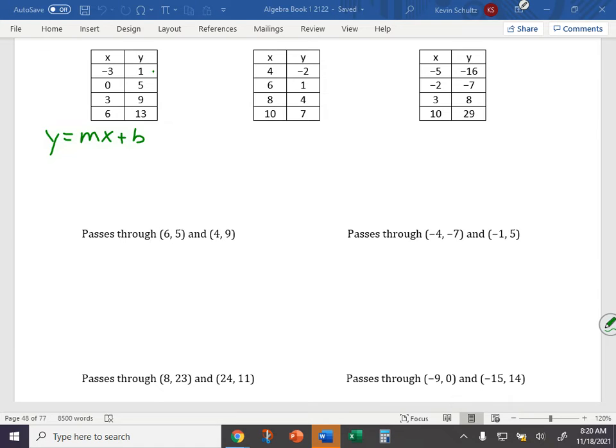So we look at the change in y: plus 4 from 5 to 9, plus 4 from 9 to 13. Do you remember doing this? We look at our x change: from negative 3 to 0 is plus 3, 0 to 3 plus 3, 3 to 6 plus 3. What's our slope? 4 over 3. Change in y over change in x. So we can plug in 4/3 for our m variable.